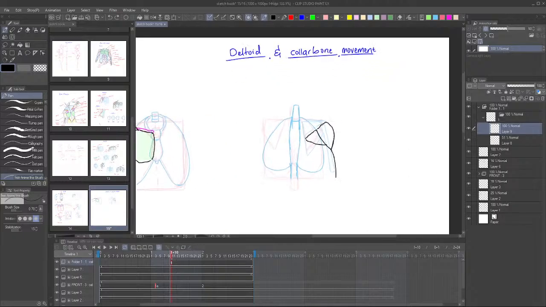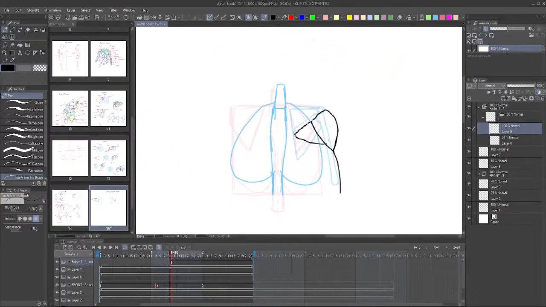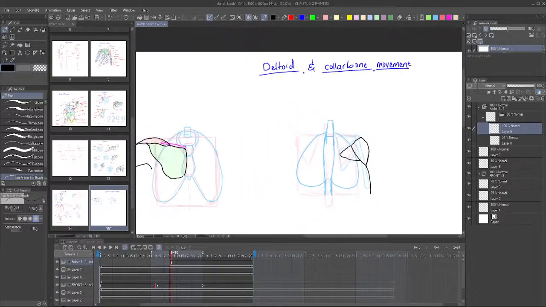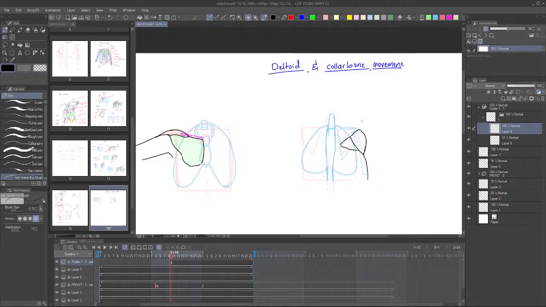Yeah, we are learning anatomy today, and not just anatomy, how to draw anatomy when it's in motion, because we need to know how the body moves, alright?